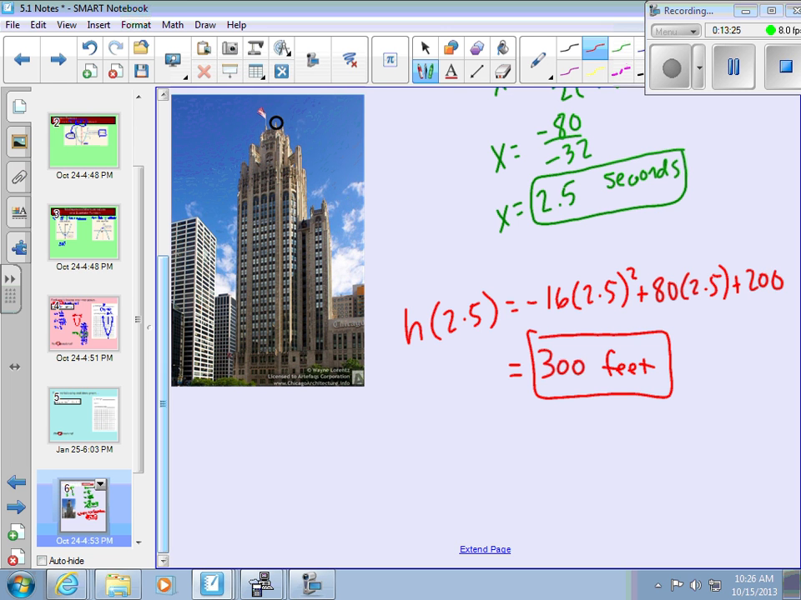So anytime they ask about a maximum or minimum value, use the vertex to help you find it out.